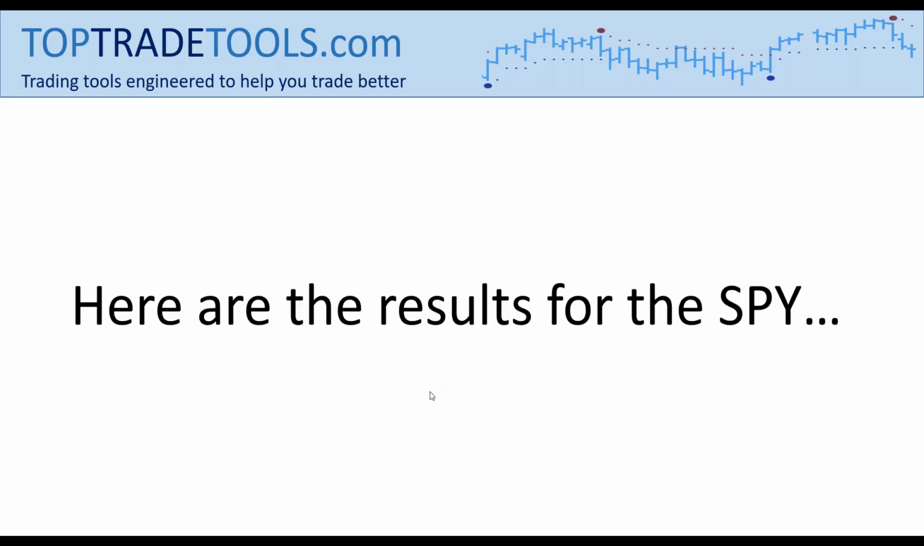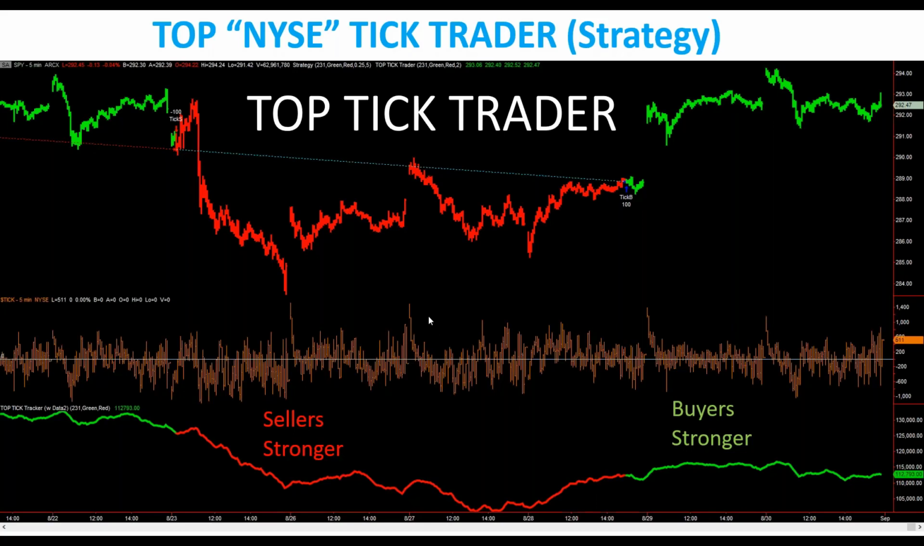So let me show you the results here, and this is what really surprised me. I wasn't expecting a lot here. So here are the results for SPY, and here's what I'm doing. Really, really simple. When my Top Tick Tracker at the very bottom is green, then I simply color my price bars on the very top green. That's all I'm doing. When the Top Tick Tracker turns red, then I color my price bars at the top red, just so I can read it on my bar chart, making it super, super simple.